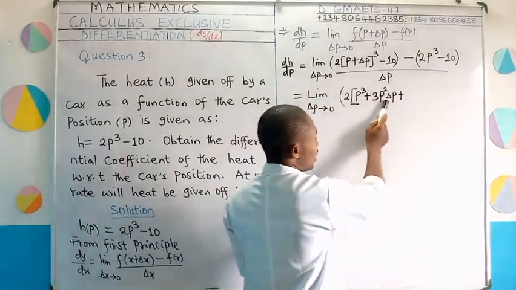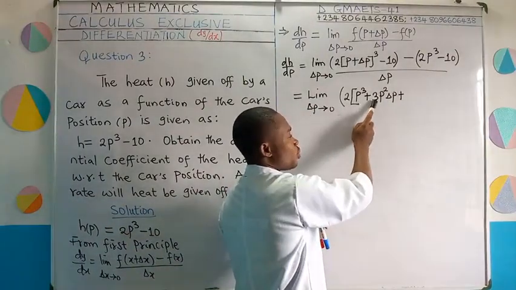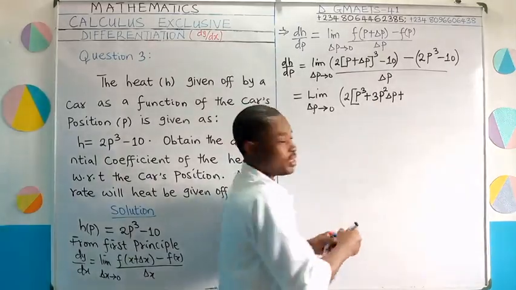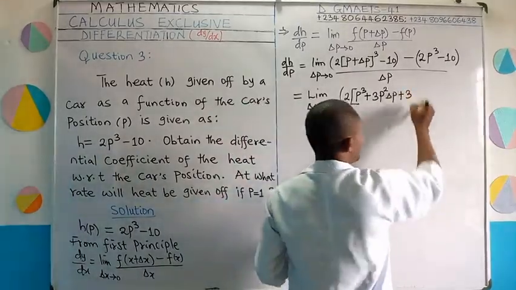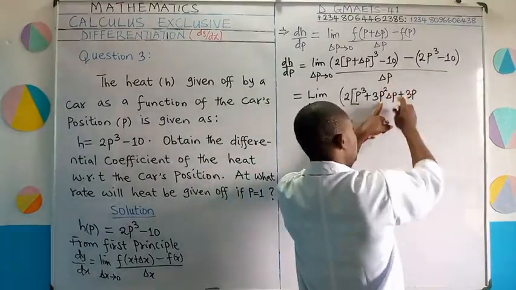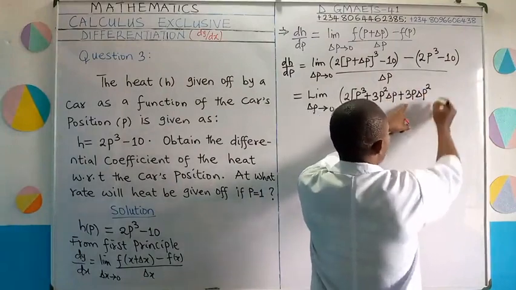Come to this second term now. Use the power of p to multiply its coefficients. 2 times 3 will give you 6. 6 divided by 2 because you have gotten two terms already. 6 divided by 2 will give us 3. So the coefficient here is 3. Multiply by this p, the power reduced to 1. Then times delta p, the power will increase to 2.